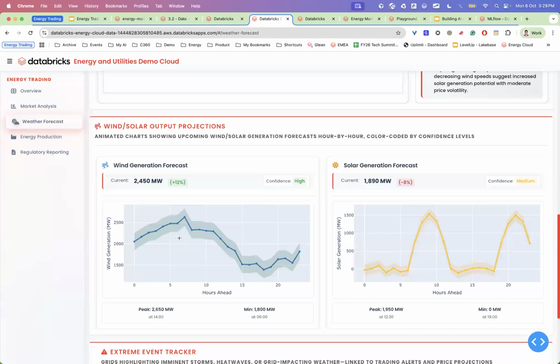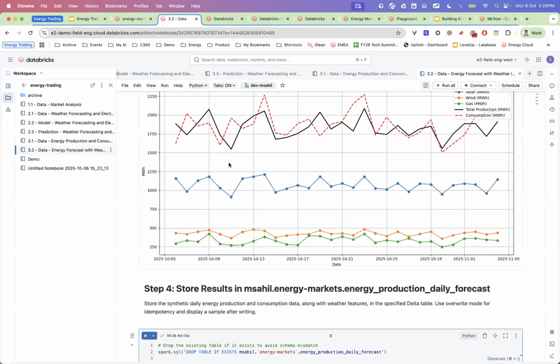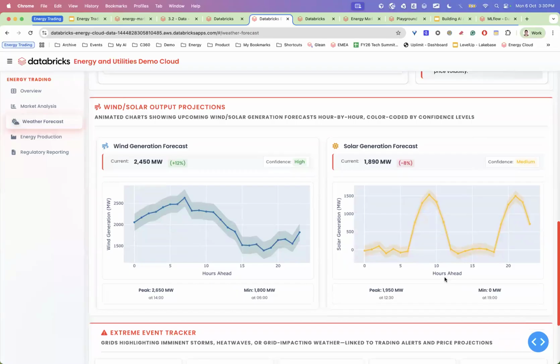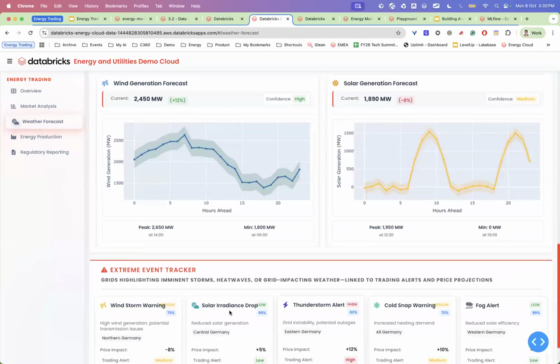So the forecasting models we saw here would help the traders know how much energy is likely to be generated over the next few hours. For example, if there is cloudy weather or rain, there's no wind and the solar also goes down. So this gives you a good insight into how the energy production from these two sources would be influenced, and the extreme weather trend.